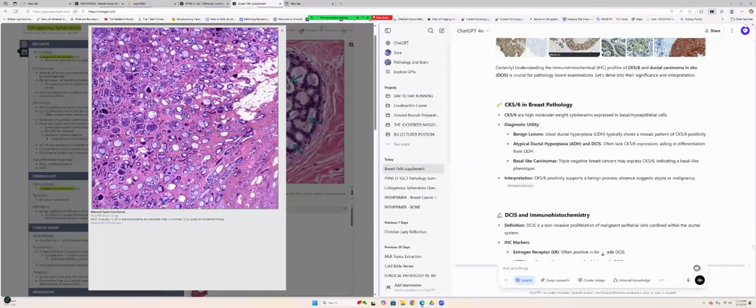The inside is neoplastic, so triple negative breast cancers may express CK5/6 like basal, like we know that already.